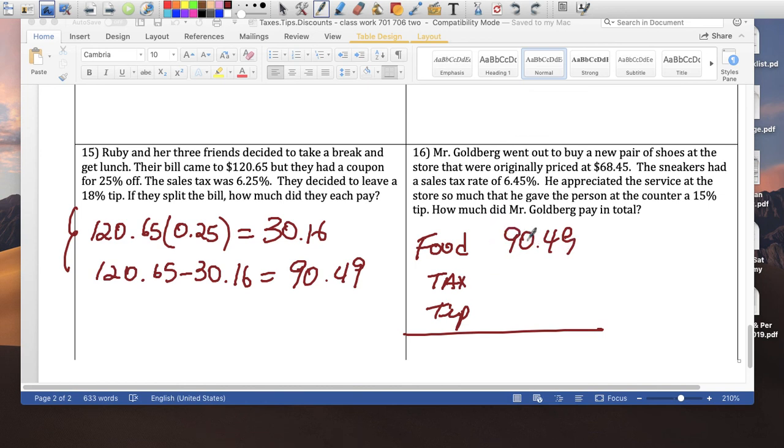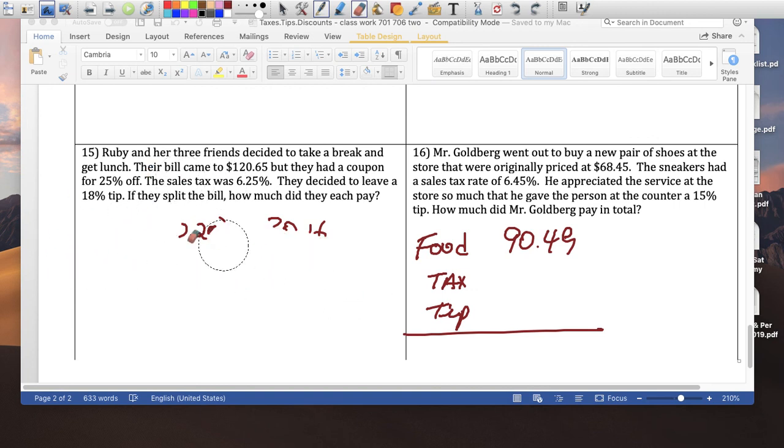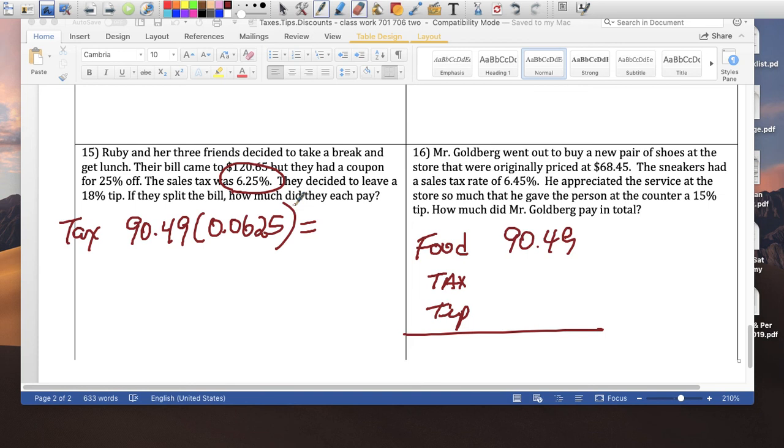And let's find the tax. So the tax is going to be based on this new price. So all this you can throw away. So let's find the tax. Tax is 90.49 times the tax rate, which is 0.0625, right? So how much in tax will we pay based on the new food price times 0.0625? It's going to be $5.66. So that's how much tax we're going to pay.